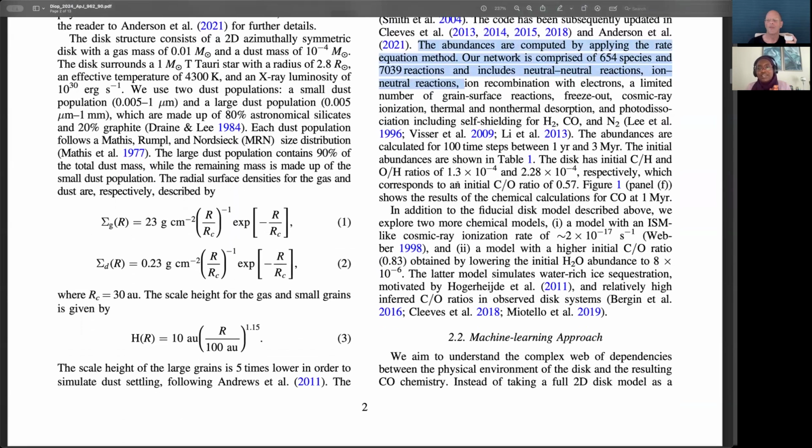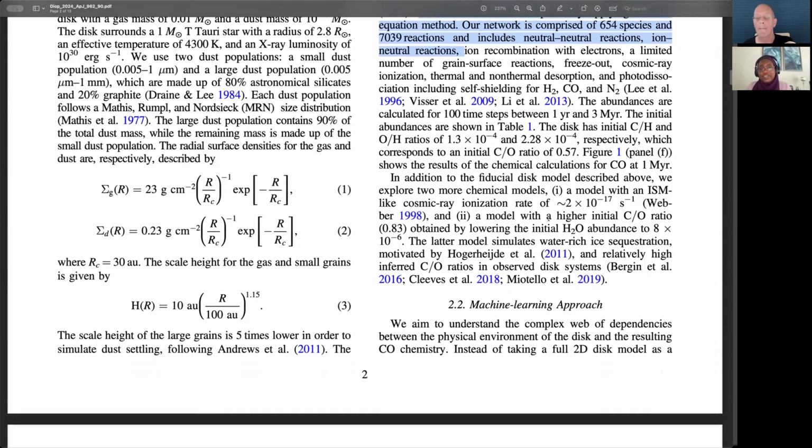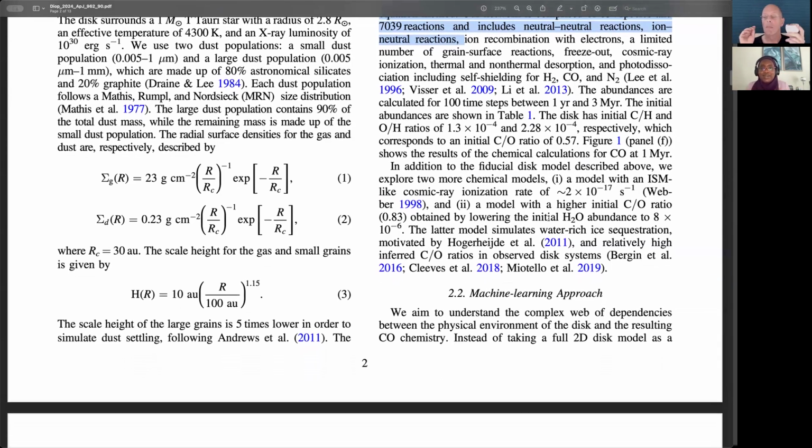Based on all of that, it calculates the abundance of all molecules in our network, including CO, as a function of time. It does that for 100 time steps between 1 year and 3 million years. Specifically for this work, we focus on a time step of 1 million years since we reached the quasi-steady state by that time. So that's a little bit about our fiducial model.